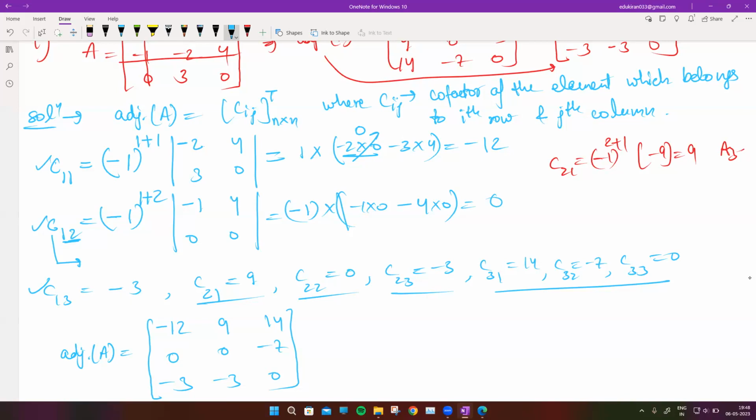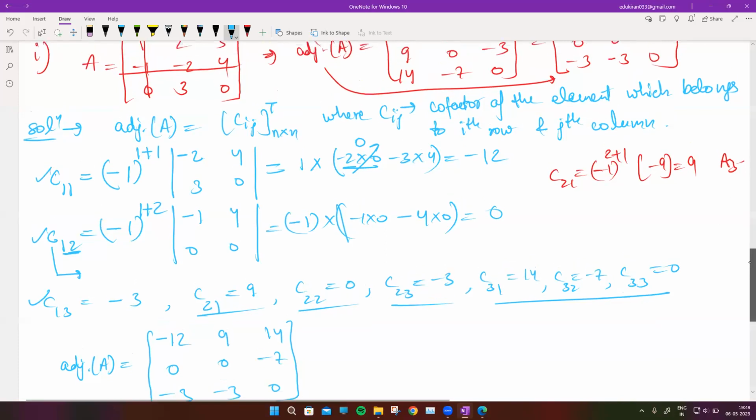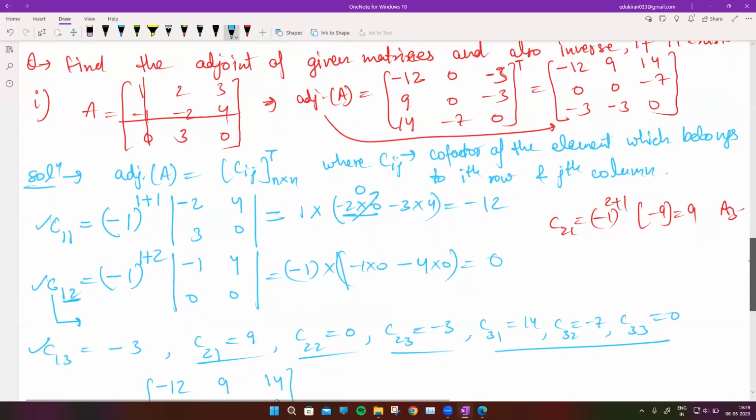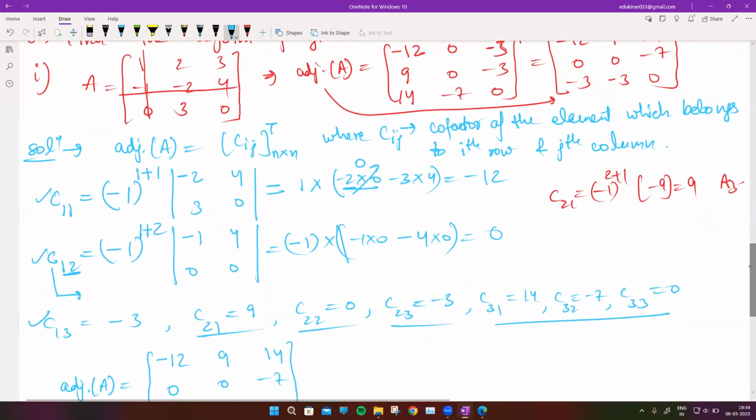Okay. After this, we will find out the inverse of it. Now we also have some properties based on this inverse and adjoint, but rather than properties, I would again focus on finding out the inverse and adjoint correctly. We will have to cover these properties as well. This one, -12, yes, C11, the cofactor of the first row and first column element. Yeah. After this, I will try to find the determinant of A.